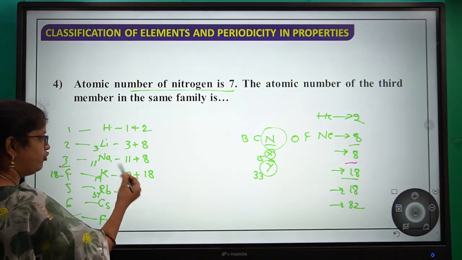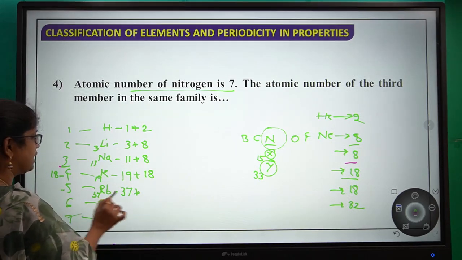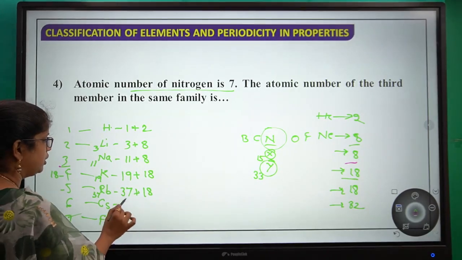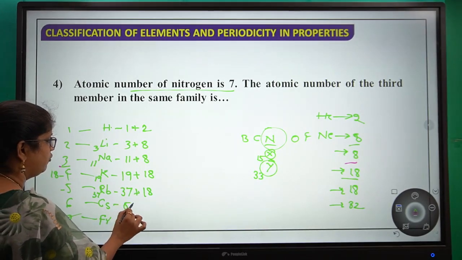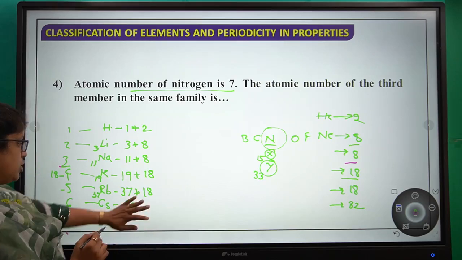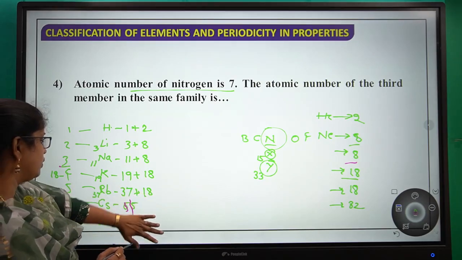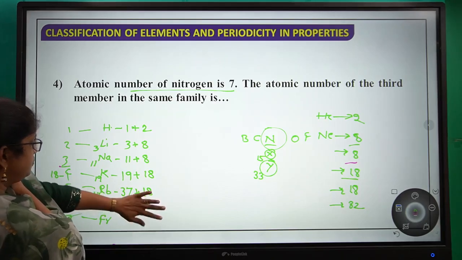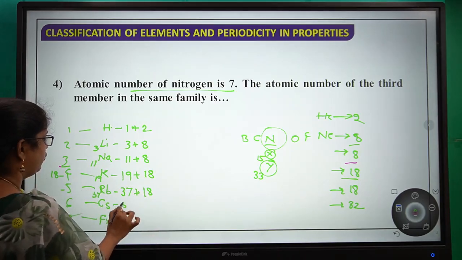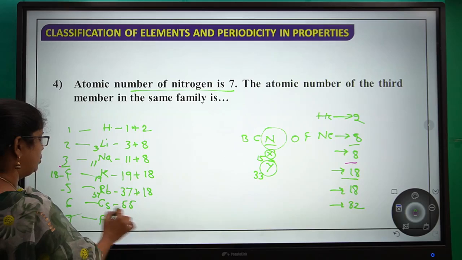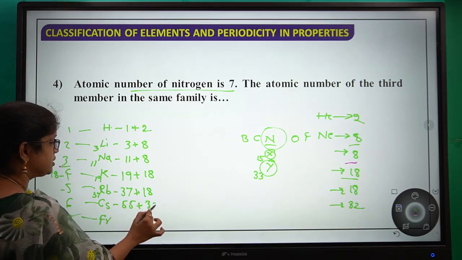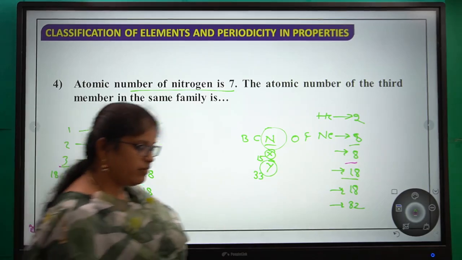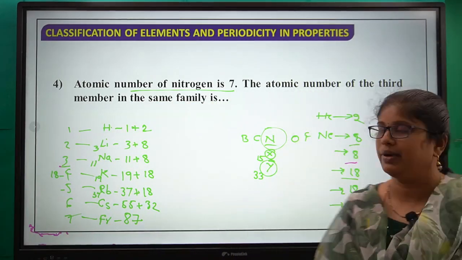Again, in the fifth period also, how many elements are there? 18. Now add 18. How much will you get? 55. 55, not 65, it is 55. Okay, next. Now the sixth period has 32 elements. So how much will you get? 87. So this is the way to calculate atomic numbers.